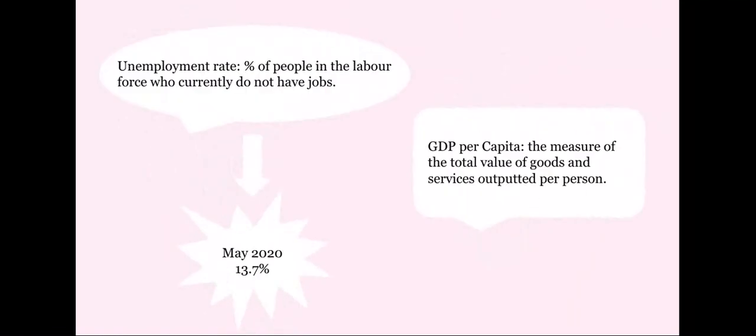For some insight on our topic, unemployment is currently a worldwide problem. Unemployment rate is the percentage of people in the labor force who currently do not have jobs. Canada's unemployment rate has been hitting record highs in the last decade, reaching 13.7% in May of 2020. Unemployment can be caused by a number of factors, one of which we believe is GDP. GDP per capita is a measure of the dollar value of goods and services outputted per person.